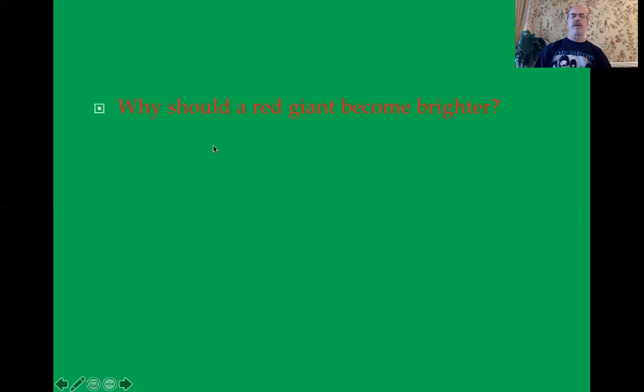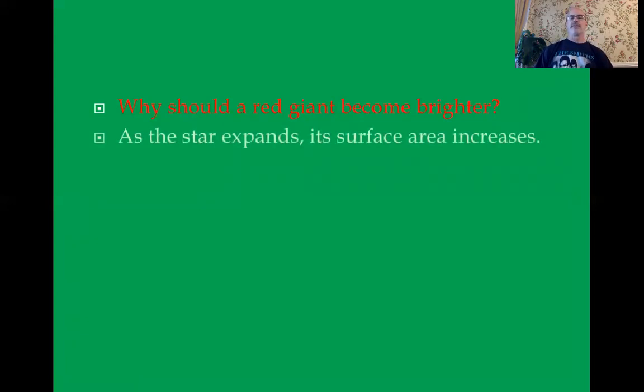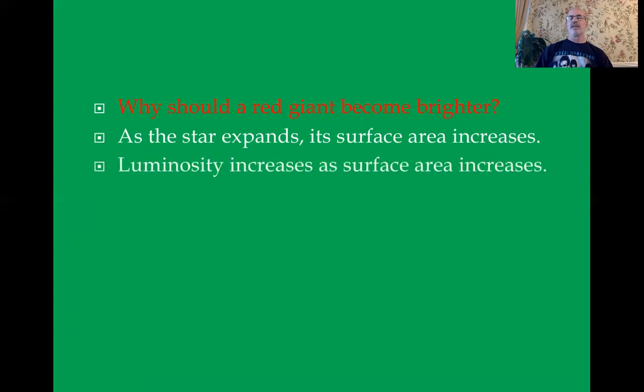Why should a red giant become brighter? Think about that. Try not to laugh. Get it? Laugh. Hint. Remember, luminosity is flux times area. So what's happening as the star expands? Well, the surface area is getting much larger, and as the surface area gets larger, the luminosity will increase. Now, even as the flux is decreasing, because the surface area goes by like the radius squared, the surface area increases at a faster rate than the flux decreases.